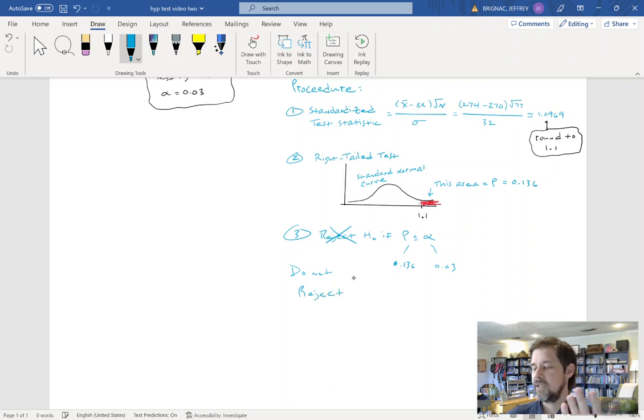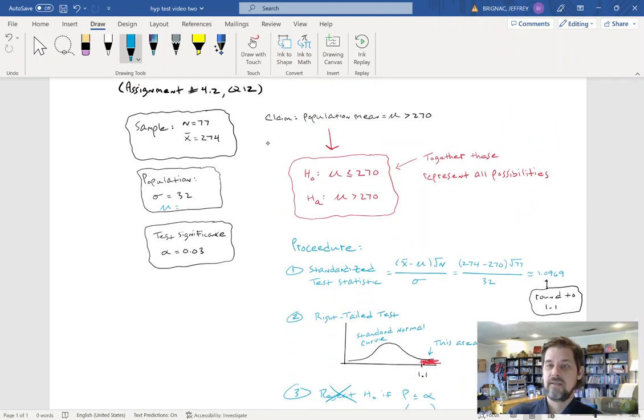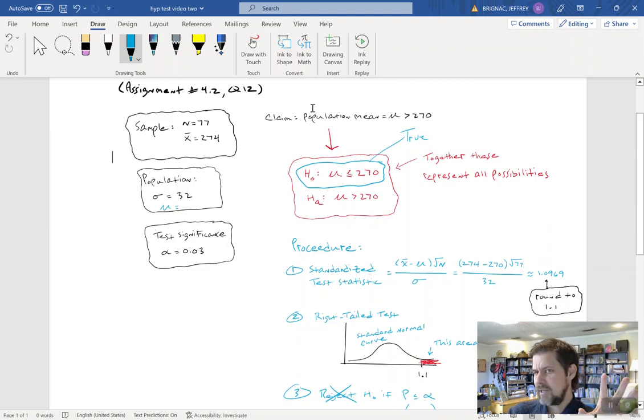So what's another way of saying that? It's that I accept the null hypothesis as being the true statement. I think that this one, the null hypothesis, that now the mean score really is 270 or less, is the one that I'm going to accept as true. So you could say it like that: I accept the null hypothesis as true, or I reject the alternate hypothesis. That'd be like I reject the claim that was made by the school administrator based on this sample.